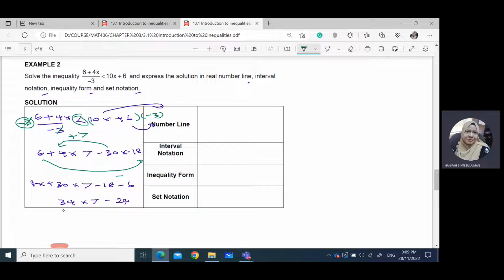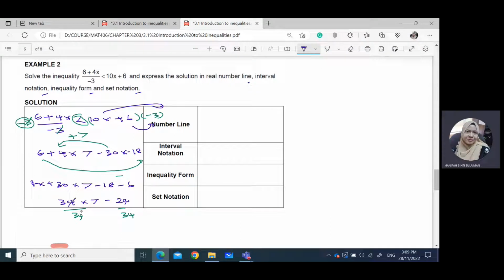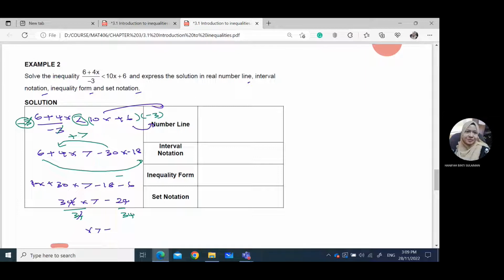Kita bahagikan semua dengan 34. 34 in the left hand side and in the right hand side. 34. So sekarang kita akan dapat 34 over 34, we have 1. So here we have x is greater than negative 12 over 17. Okay, 12 over 17. Okay, so in number line, so x is greater than negative 12 over 17. Okay, so maknanya x lebih besar daripada negative 12 over 17.